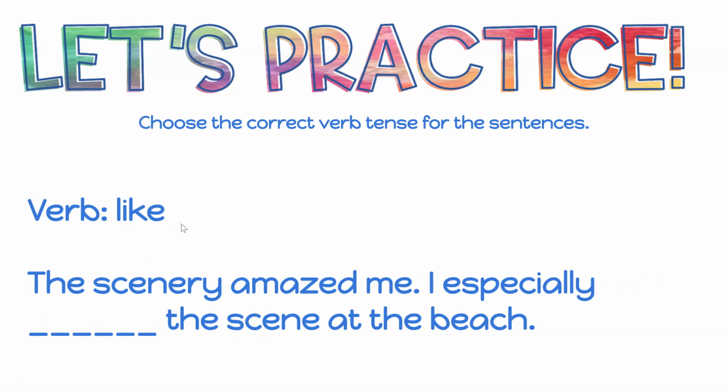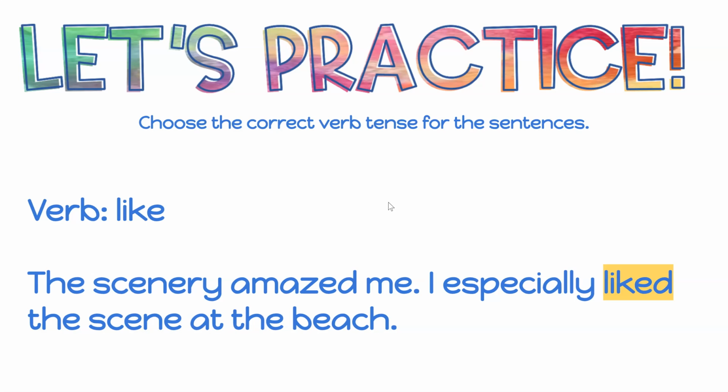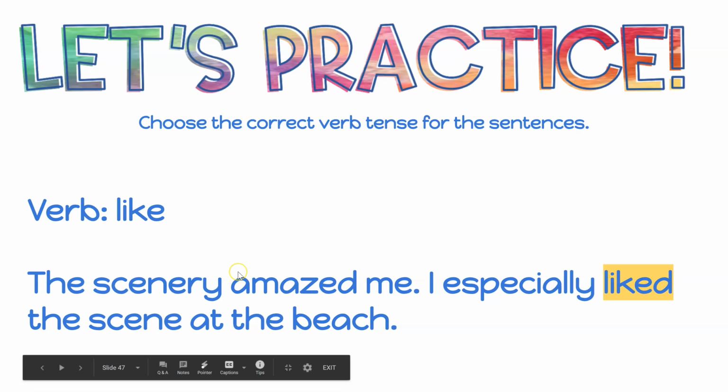Let's use the verb like. The scenery amazed me. I especially blank the scene at the beach. Can you use the proper verb tense of the verb like? Think about that. That's right. The sentence should read, the scenery amazed me. I especially liked the scene at the beach. We know that like should be past tense because the verb amazed was past tense.